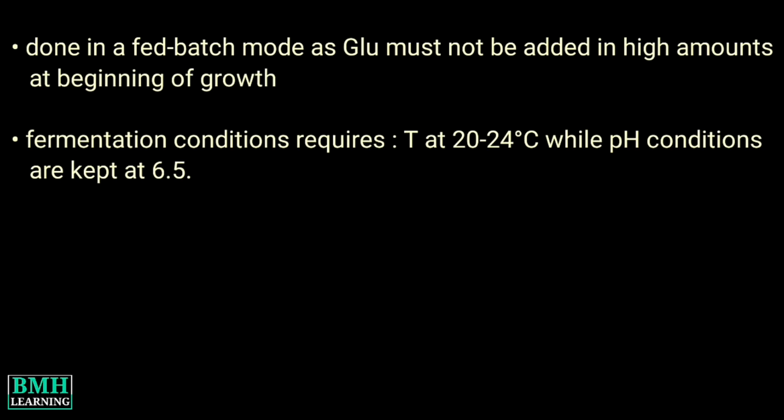Fermentation. It is done in a fed batch mode, as glucose must not be added in high amounts at the beginning of growth. The fermentation conditions for the penicillium mold usually require temperatures of 20 to 24 degrees centigrade, while pH conditions are kept at 6.5.